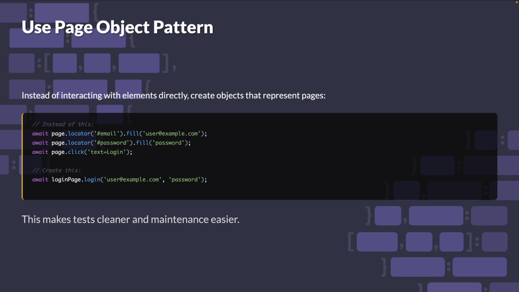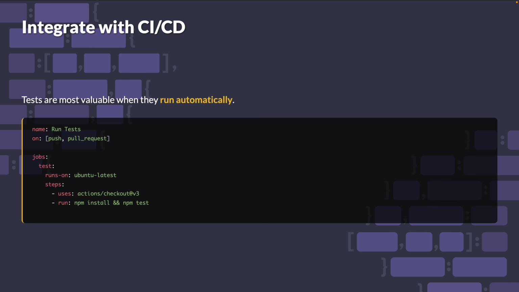Also, you want to use the page object pattern. So for larger test suites, you should use the page object pattern. Basically, instead of interacting with elements directly, you create objects that represent pages. So you can see this example on the screen right now. This makes tests cleaner and maintenance easier.